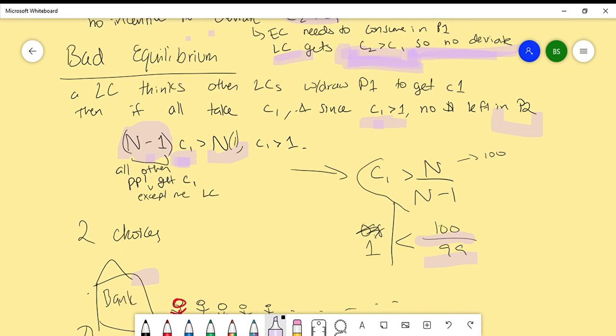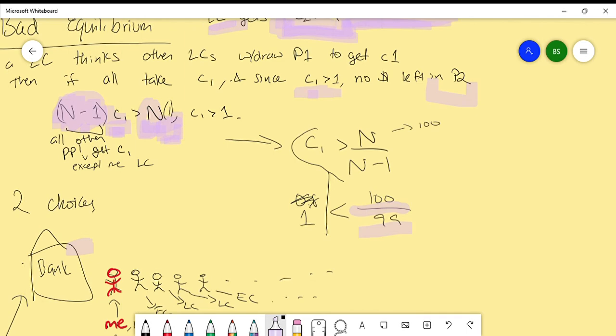Wait, no. Okay, so n minus 1 times C1 is all the money that is given off to everybody else, right? And I am saying that that is larger than if everybody in the world had been given only $1. Okay, let's see this. So if C1, and the thing isn't working again. Oh, you can do this, okay.